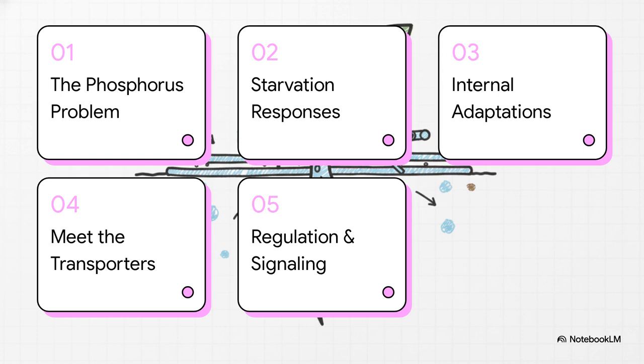Okay, let's just dive right into this. Here is our roadmap for today. We're covering 1, the phosphorus problem, 2, phosphate starvation responses, 3, internal adaptations, 4, meet the transporters, and finally, 5, regulation and signaling. Let's get to it.